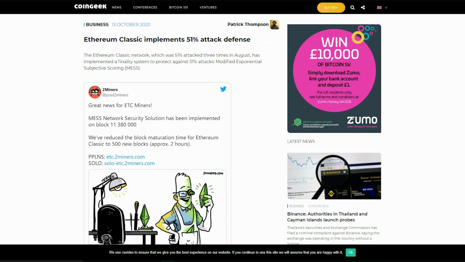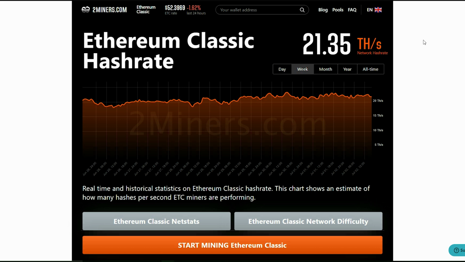This is the hash provider that allows individuals to rent hash power. So as you can see, since October, there has been no talk about any sort of attack on Ethereum Classic, and it's because of this implementation here that has happened. MESS. Now, this isn't even discussing the rising hash rate that Ethereum Classic has received.